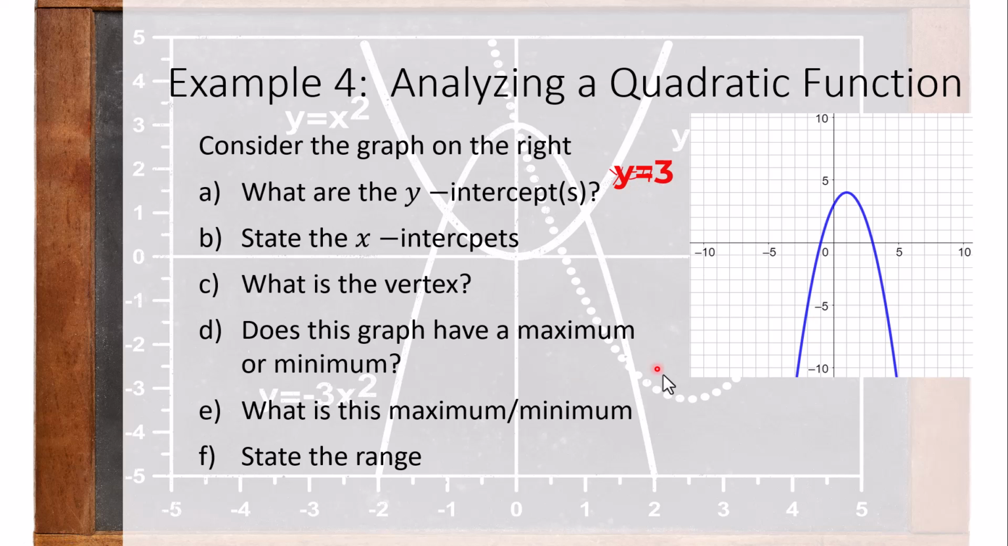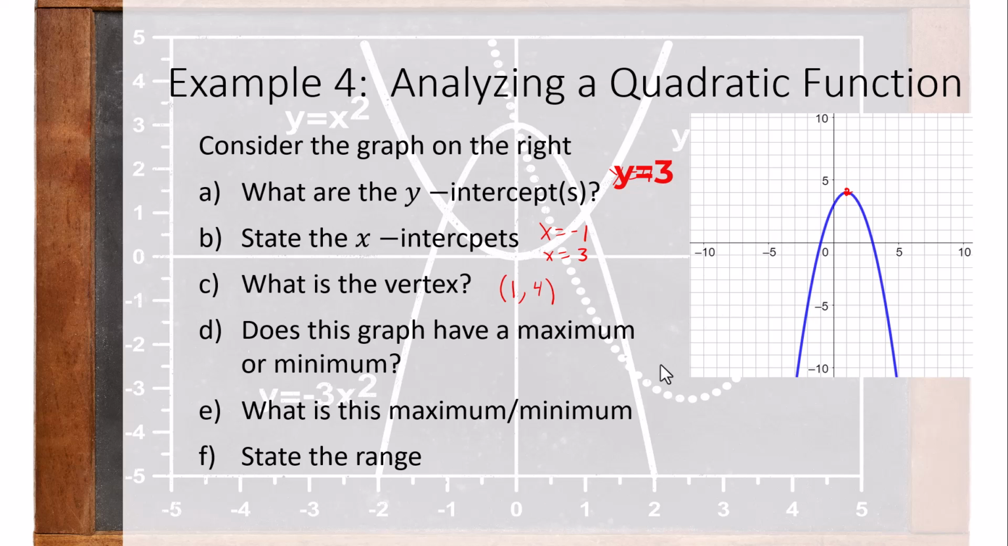Okay, state the x-intercepts. Well, those are the values where the graph crosses the x-axis, and that occurs at negative 1 and 3. So the x-intercepts are x is equal to negative 1 and x is equal to 3. What is the vertex? Well, the vertex is basically where the graph turns, the tip of the graph, which is that particular point. Now, how do you read that point? Remember, we always read the horizontal component first, the x component. That is going to be 1, 4. So the vertex here is (1, 4).